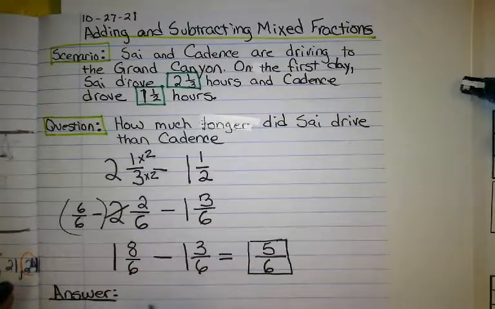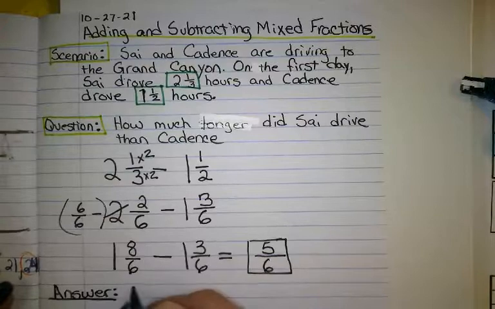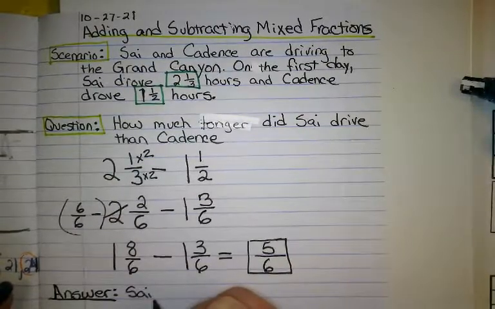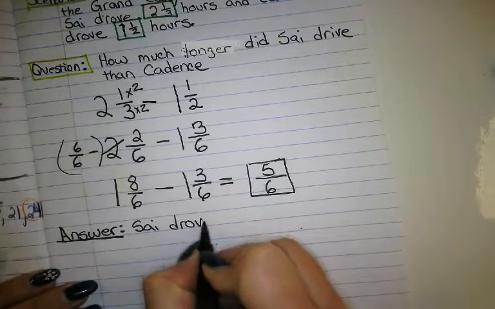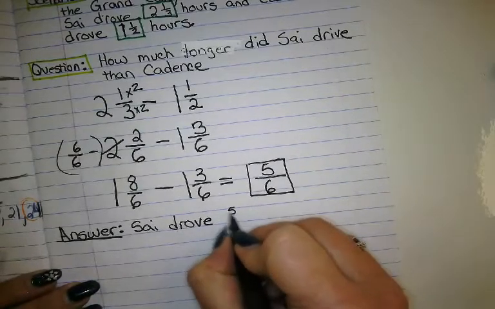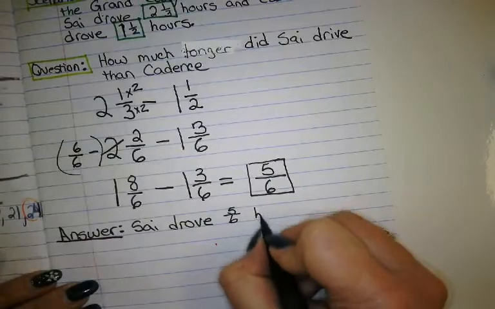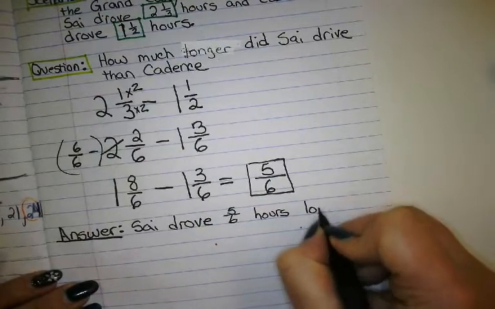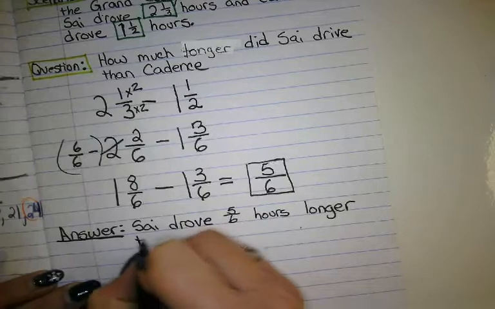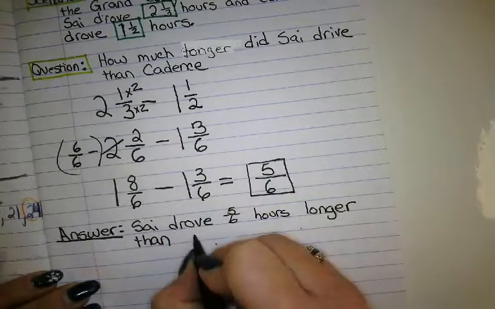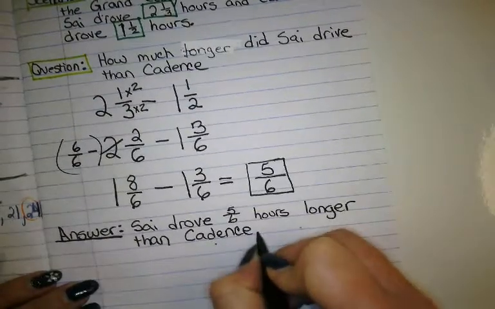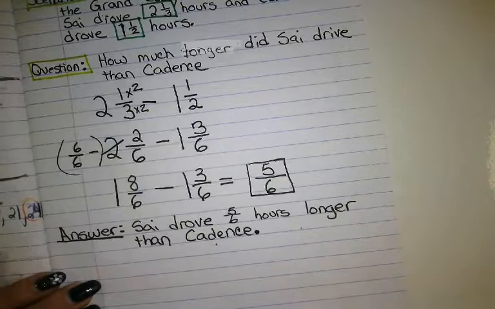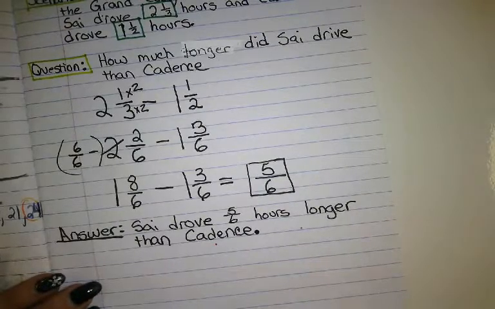So the answer to our question, let me adjust it. Cy drove 5/6 hours longer than Cadence. 5/6 hours longer than Cadence.